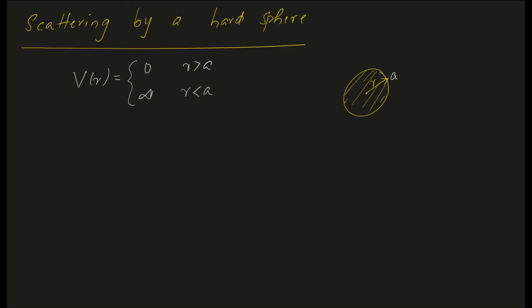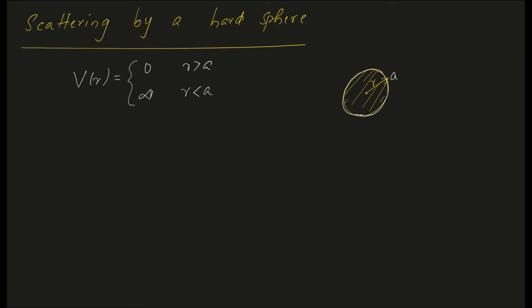Today we are going to discuss some of the examples of scattering problems. So the first one is the scattering by a hard sphere. What we consider here is a hard sphere of radius a as shown here, and the potential of this sphere is represented like this. It is 0 outside this spherical surface.